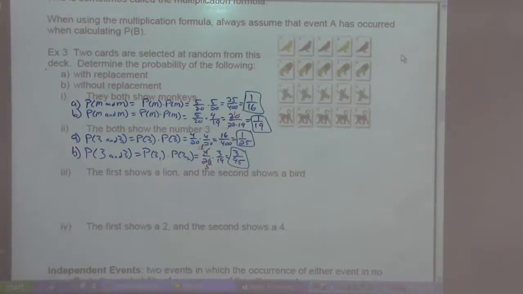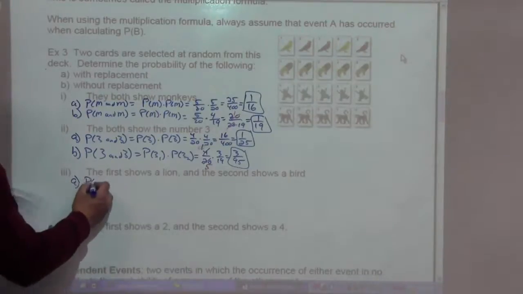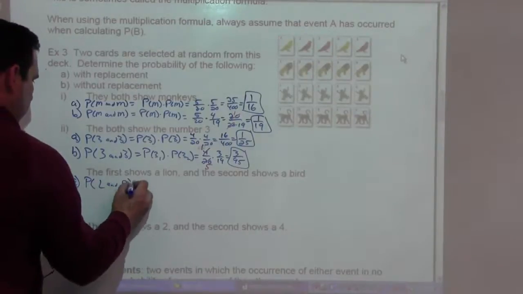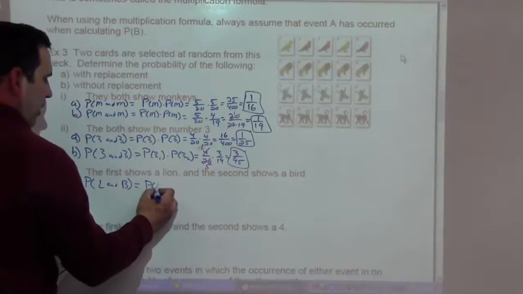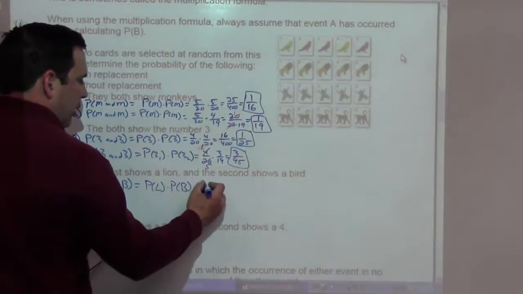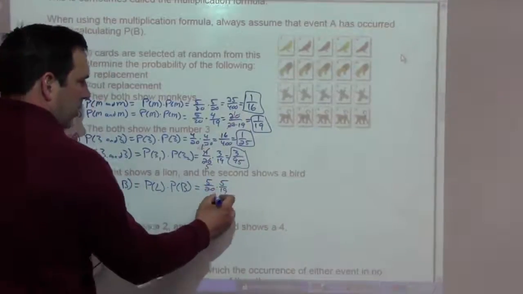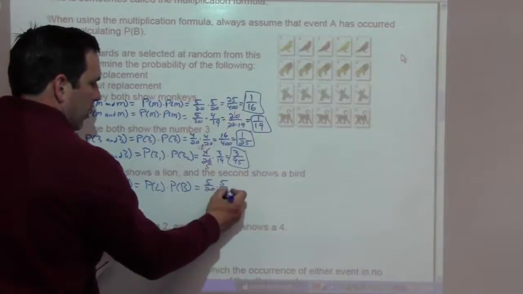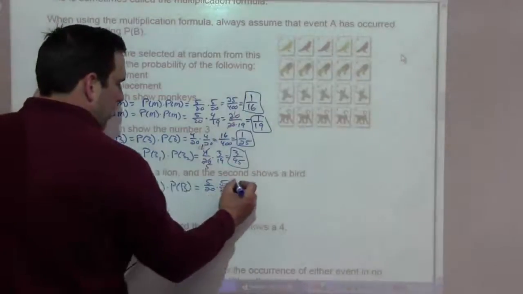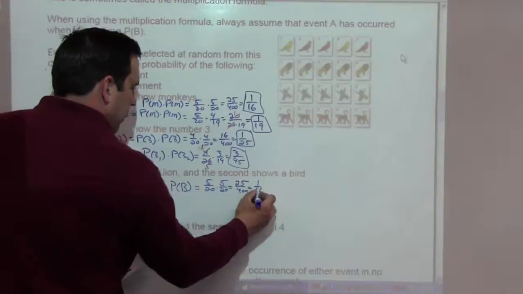Okay, part 3 says the first shows a lion and the second shows a bird. So the probability of lion and bird is the probability of lion times the probability of bird. So there are 5 out of the 20 cards that are lions, and this is with replacement, so 5 out of 20 cards are birds. So we get, again, 25 over 400, which is 1/16.